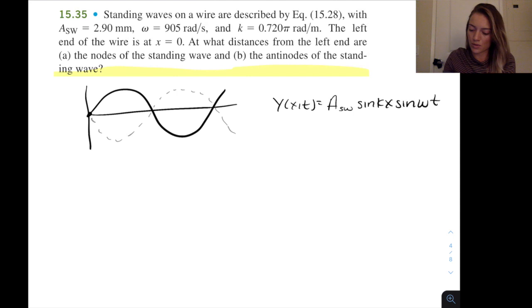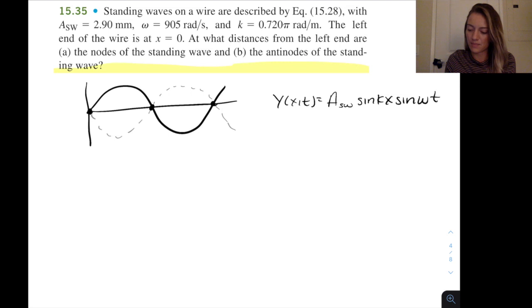So let's do the nodes first. The nodes are, we know one node is at x equals 0. Then we have another node here and here. And then it goes on down the wave. It could go off to infinity. So a node is going to be a place that never moves from 0. The location of this along our axis here is always 0. It never goes up or down. It's always right here.